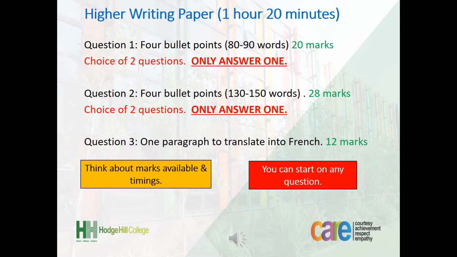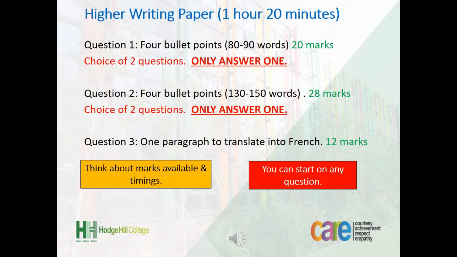So with question 1, this is 80 to 90 words and it's worth 20 marks out of the 60. Now with this, you will have a choice of 2 questions, so it's imperative that you look at both. You find out which topic you're most confident with, which bullet points you understand, and then choose only one of them to answer.